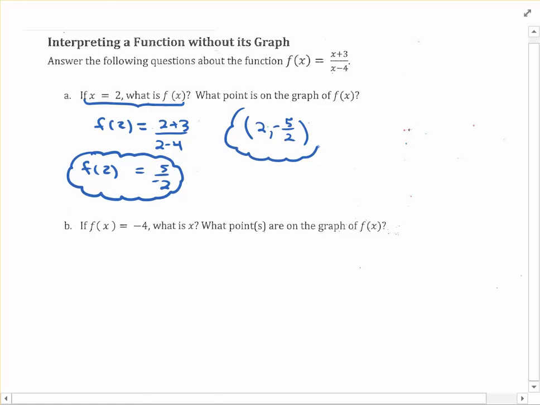Alright, and that's something you could verify. If you wanted to, you could enter this into y1 in your graphing calculator and use the trace feature. Type in x is 2 and you should get negative 2.5.